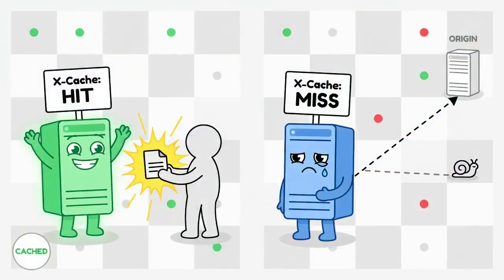When a request arrives at an edge server, one of two things happens. On a cache hit, the asset is already stored locally, and the edge returns it instantly, blazing fast, no origin round trip needed. On a cache miss, the edge has nothing to serve, so it forwards the request back to the origin, waits for the response, delivers it to the user, and stores a copy for next time. Hits are the goal, misses are the cold start.